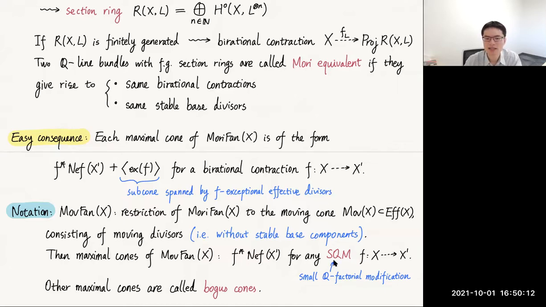We call it SQM because in all of this story we are working with singular varieties, and we know that not all Weil divisors are Cartier, so usually we need to put this technical condition of Q-factorial. But we can ignore this for the moment. So this is the simpler part of the Mori fan, and the other cones of the Mori fan have this part generated by the effective divisors.